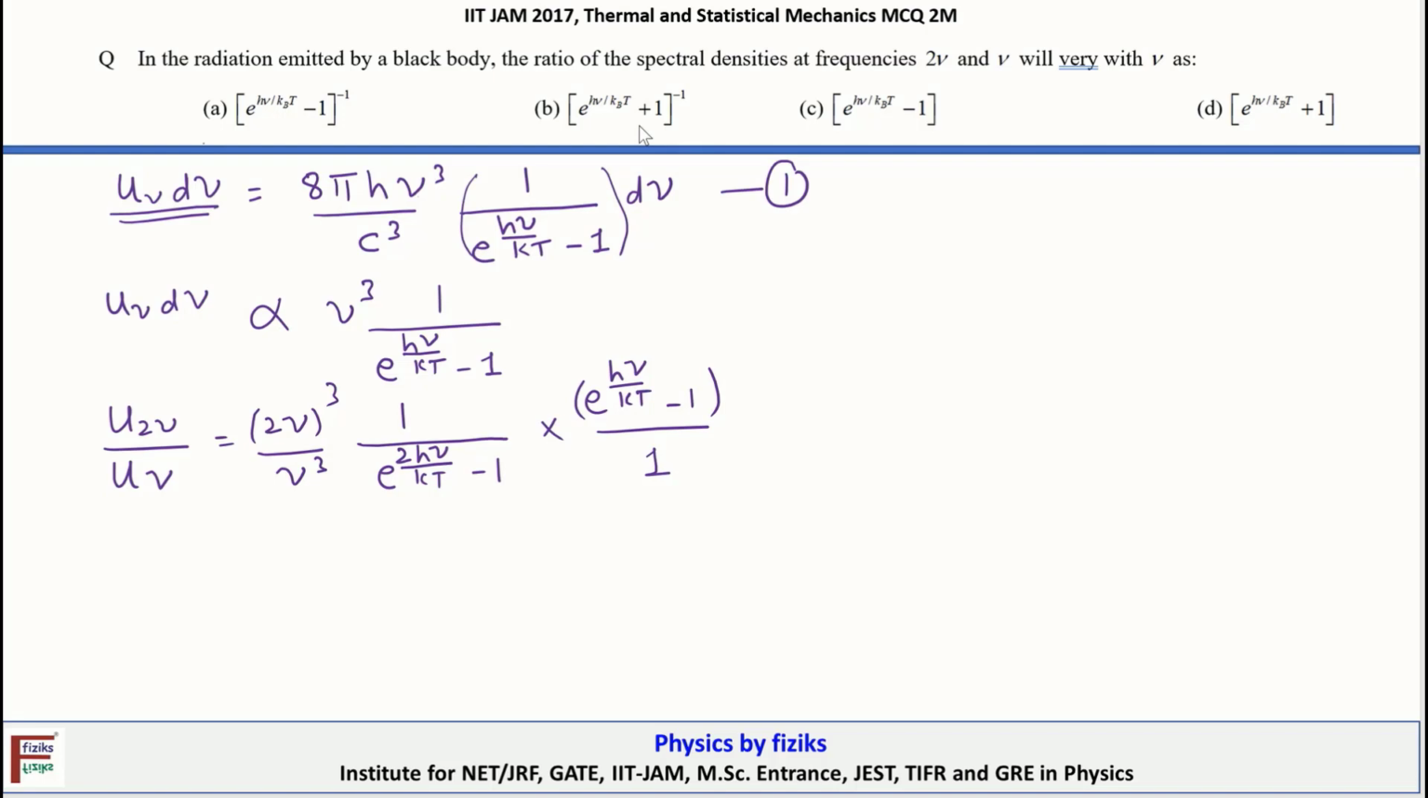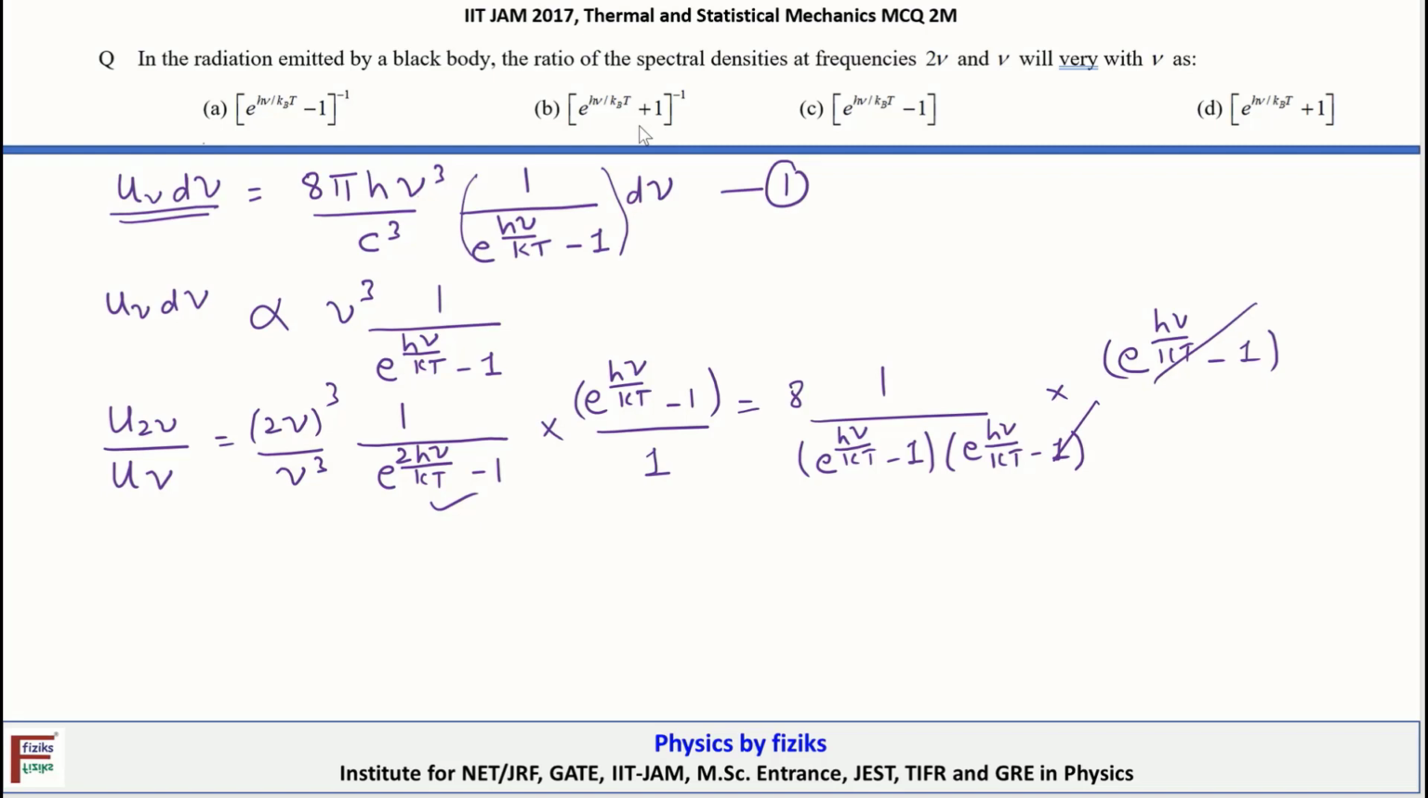Okay, so this can be further written. The factor of nu will cancel with each other, and here you will have only a numerical constant, because we have to simply determine the frequency dependence, so it will disappear. So 8 into 1 upon, so this can be rewritten as the numerator, this quantity, which is equal to e power h nu by kt minus 1 and e power h nu by kt minus 1 and multiplied by the e power h nu by kt minus 1. Okay, so this will cancel with this quantity.